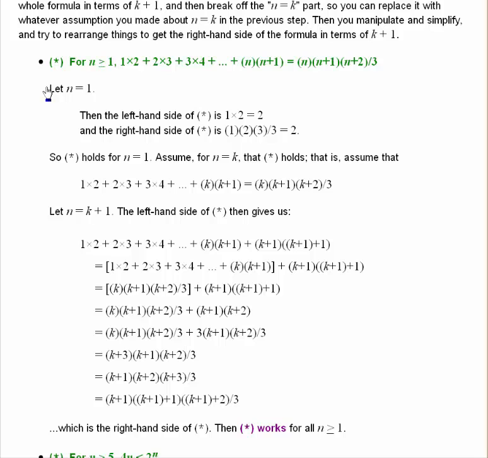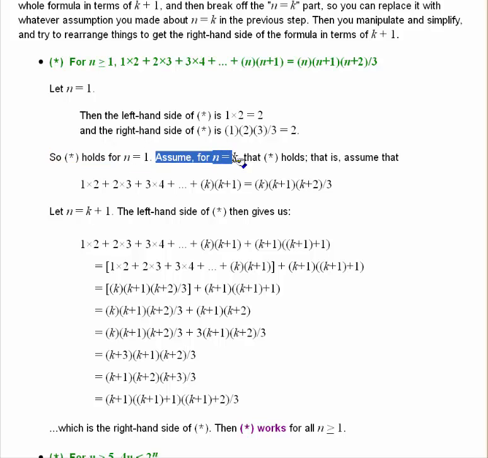First thing to do, plug in n equal to 1. Okay? So with n equal to 1, I only go up to 1 times 2. So the left-hand side is actually 1 times 2. The right-hand side becomes 1 times 2 times 3 divided by 3, which is the same as 1 times 2. So the base case checks out. That's what we have here. Star holds for n equal to 1.